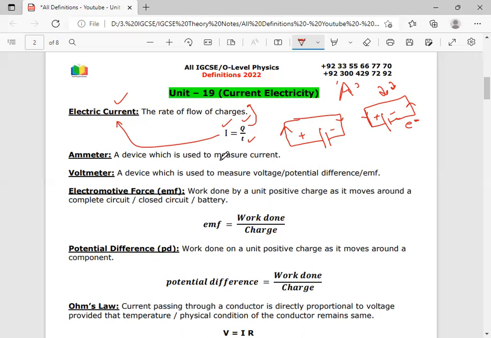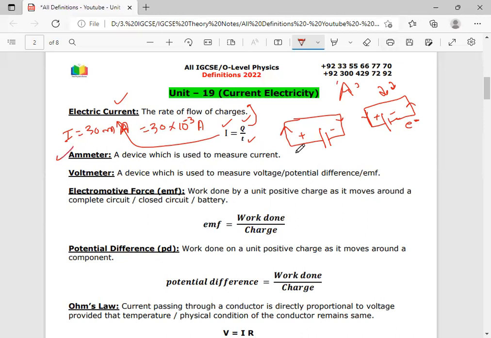Ammeter: a device which is used to measure the current is called an ammeter. Sometimes values of the current are given like this, 30 milliampere. So in order to solve questions related to electric current, we have to convert milliampere into amperes. Make sure that whenever some sort of prefixes are given, you have to convert them into standard form.